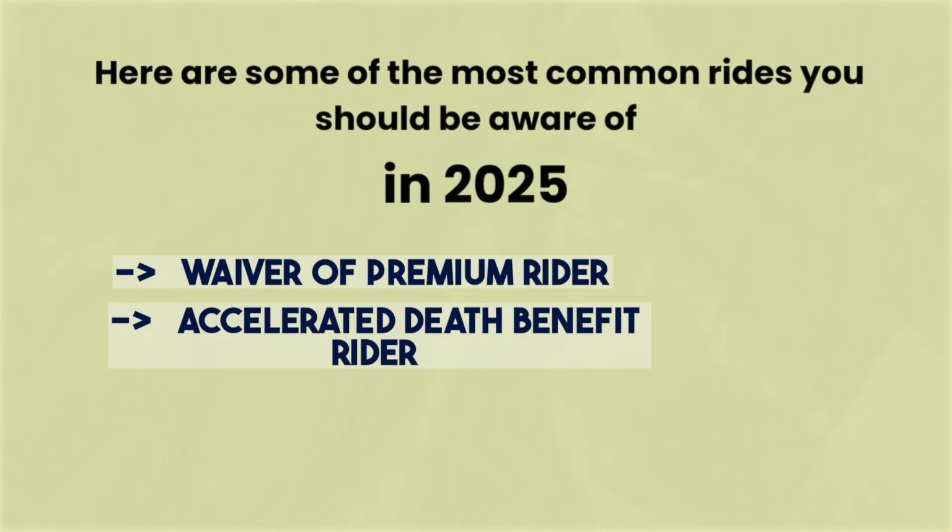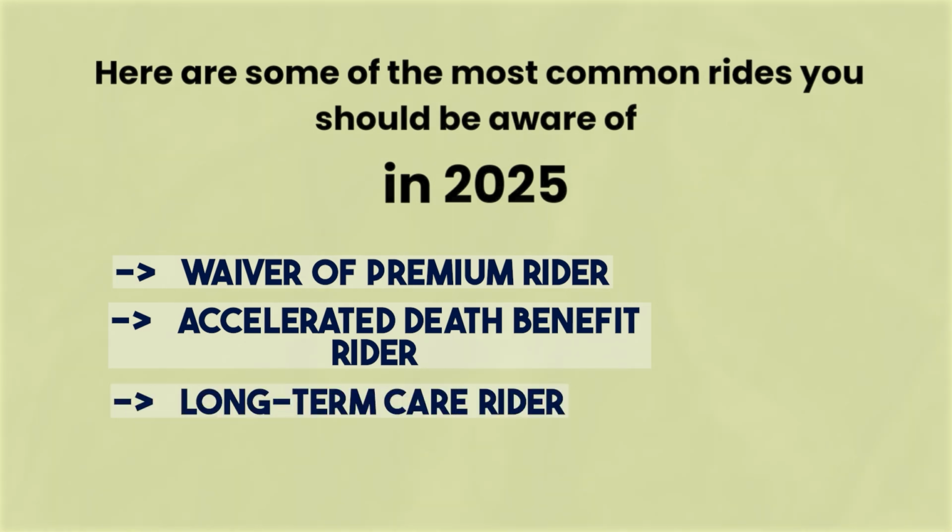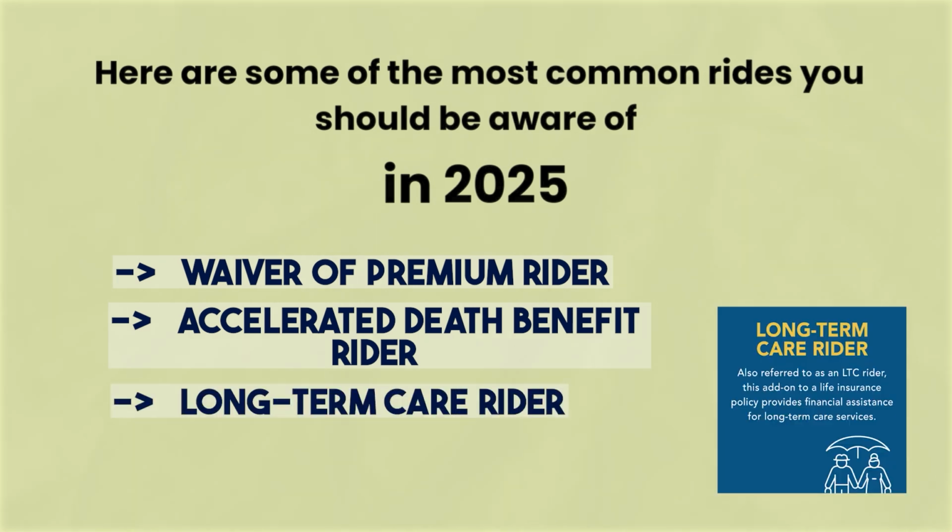Accelerated death benefit rider. This rider allows you to collect part or all of your death benefit while you are still alive if you're diagnosed with a terminal illness. Long-term care rider. This rider allows you to receive your death benefits while you are still alive if you have a chronic condition that prevents you from completing everyday tasks and requires you to be in a long-term care facility.